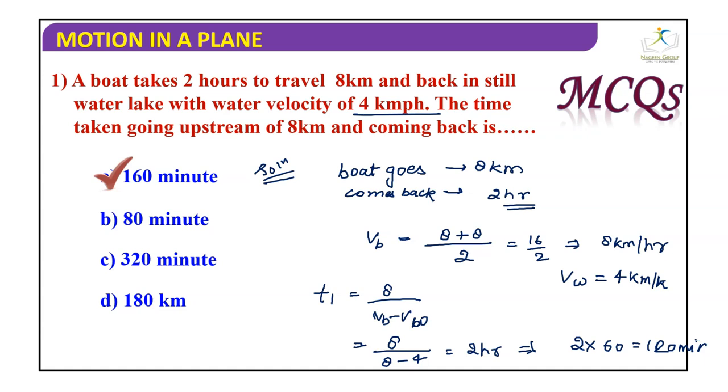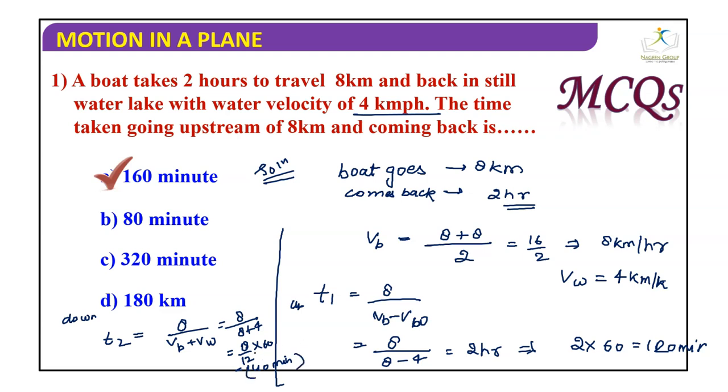Now the time taken for the downstream. If you noted, fine, I'll just take a screenshot, otherwise no issue. I will solve it here. So the time taken for the downstream, this will be for up and this will be for downstream. So 8 by VB plus VW means 8 by 8 plus 4. This becomes 8 by 12 hour. Converting into minutes, that will become 40 minute.